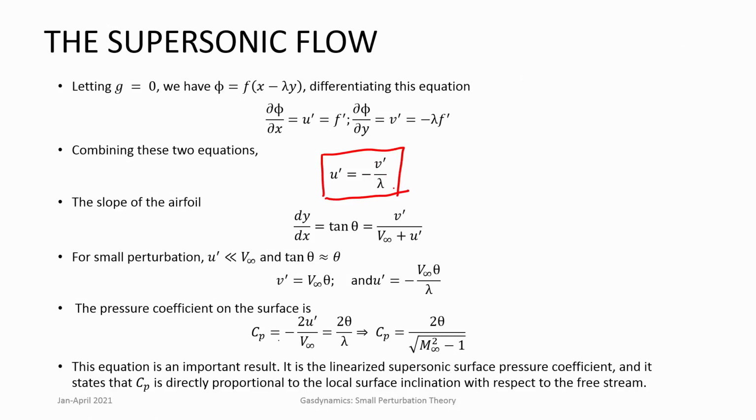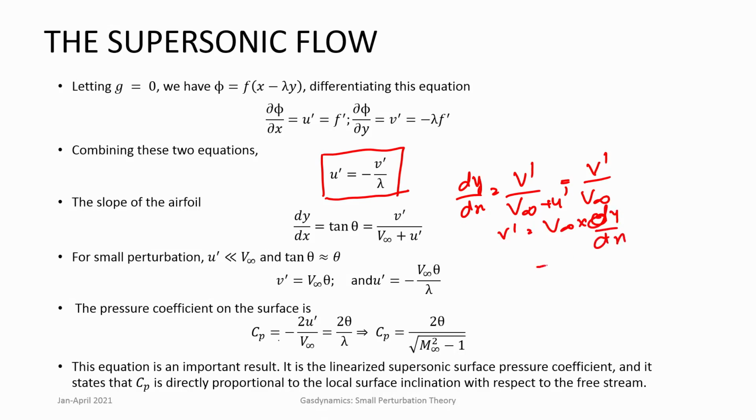Okay. And we know the boundary condition at the surface of the airfoil, that is, the velocity should be tangential. So dy by dx is v prime over v infinity plus u prime. u prime is very small, so this is equal to v prime by v infinity. Okay, and dy by dx is tan theta, which is approximately theta, so we are looking at small angles, small perturbation. Okay, so therefore we get v prime is v infinity multiplied by theta. Dy by dx is nothing but tan theta, but tan theta is approximately equal to theta for small angles. So u prime becomes minus v infinity theta by lambda.